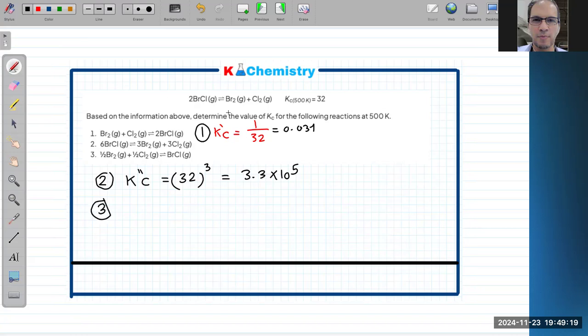The third one, here. PrCl is changed into half Pr2, plus half Cl, and this is PrCl. So it looks like I have done two things. The first thing is that I have reversed the equation. So the 2PrCl has changed into PrCl. Pr2 and Cl2 become the reactants. That's the first thing I did.